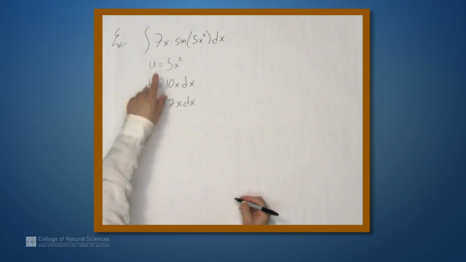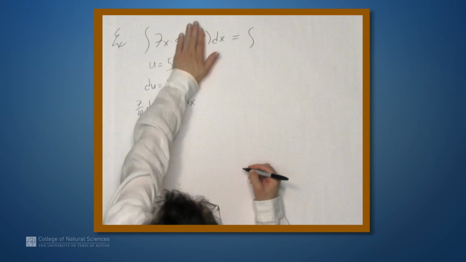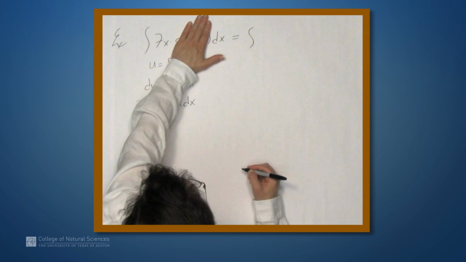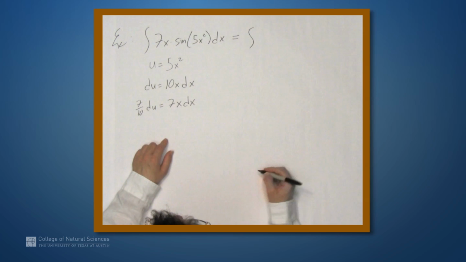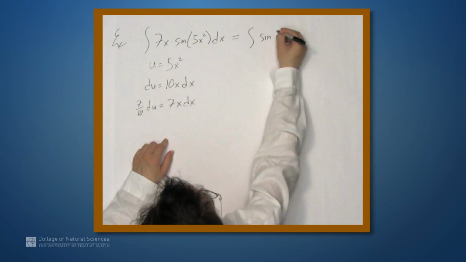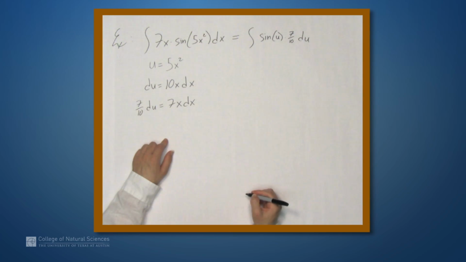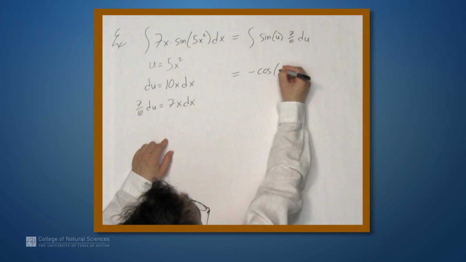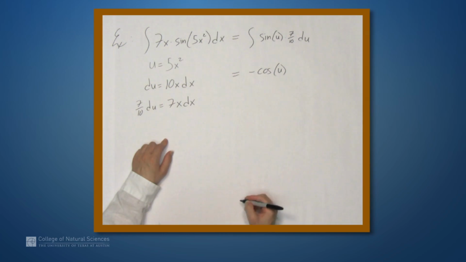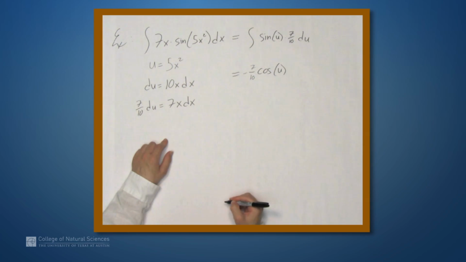So we can rewrite this integral in terms of u. The 7x and the dx, so let's ignore this middle part, now become 7/10 du. And the sine of 5x squared becomes sine of u. So we have sine of u times 7/10 du. And this, well, we know the antiderivative of sine is negative cosine. So actually this needs a 7/10 out front, so let's make this negative 7/10 cosine u plus c.